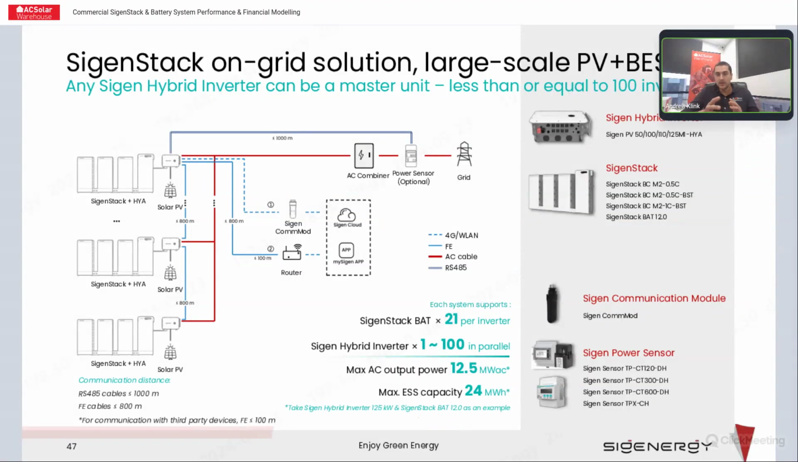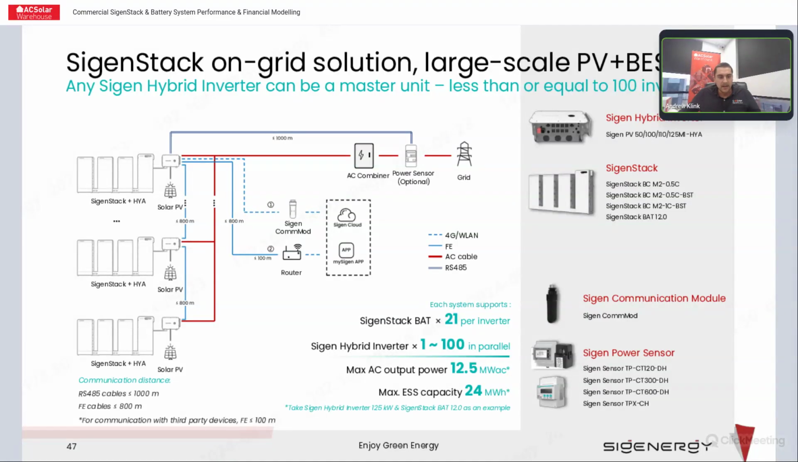If you're not doing a backup system, you don't require the Sigenergy gateway, but you would require some kind of distribution board or AC combiner to connect all of the inverters to. If you're looking at a project like this, please let us know where we can work with you to design any switchboards that you might need for these types of projects.